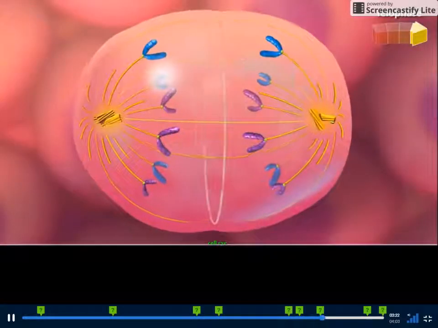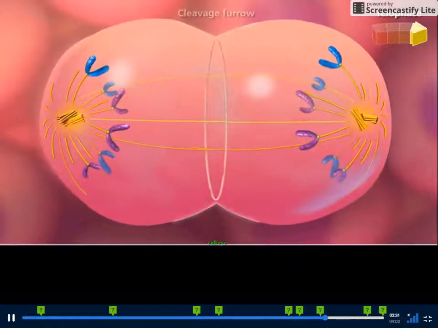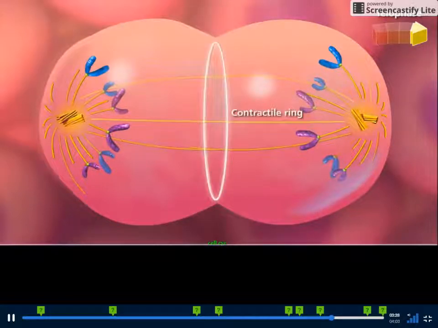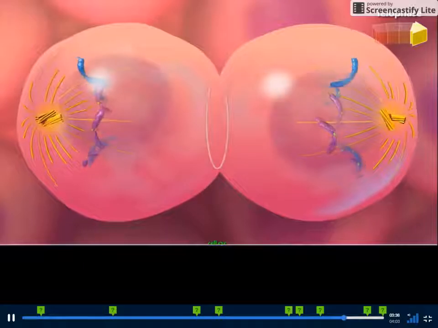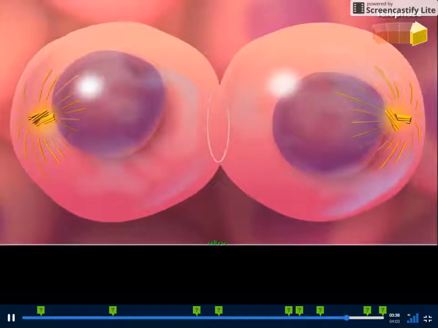At telophase, a cleavage furrow forms in the center of the cell. This indentation is made from a constricting belt of actin filaments surrounding the inside of the cell's circumference. Chromosomes cluster at opposite poles and begin decondensing as the nuclear envelope reforms around them.